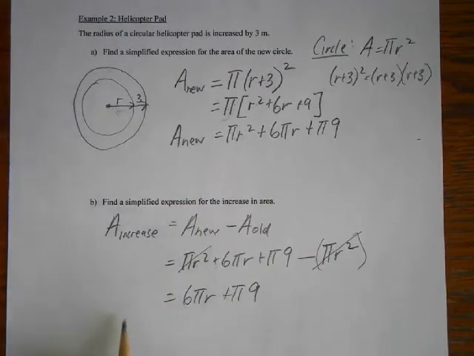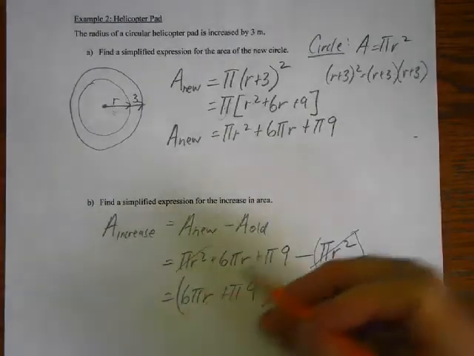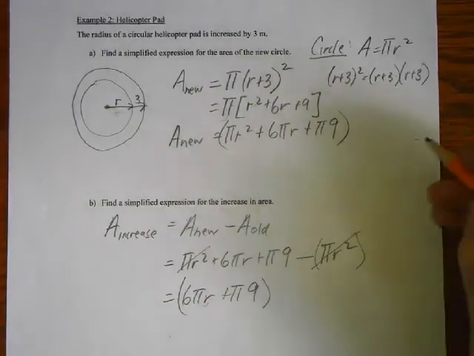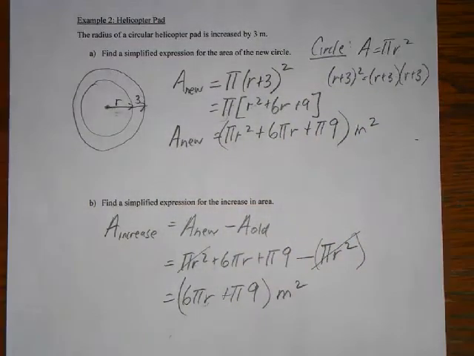If I actually plugged in the original r value and put this in my calculator, I could figure out how many square meters it got bigger by. But you have to know what the original radius is, because the difference will change based on that. And if you want to be really impressive math-wise, the units would be meters squared in your final answer. And that's that.